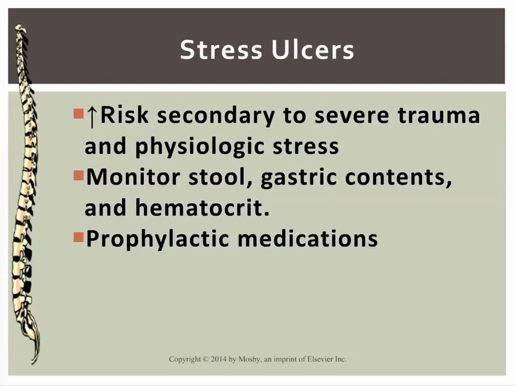Stress ulcers are a problem for a patient with a spinal cord injury because of the physiologic response to severe trauma and psychological stress. Peak incidence of stress ulcers is 6 to 14 days after the injury. Test stool and gastric contents daily for blood and monitor the crit for a slow drop. H2 receptor blockers like ranitidine, famotidine, or a proton pump inhibitor may be given prophylactically to decrease the secretion of hydrochloric acid and prevent the occurrence of ulcers during the initial phase.